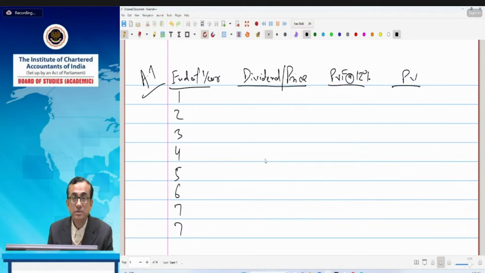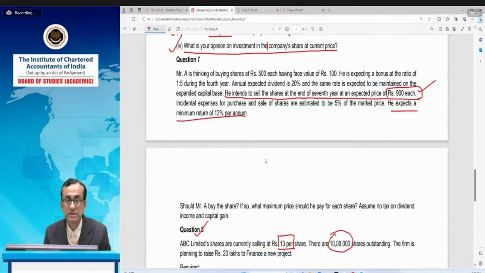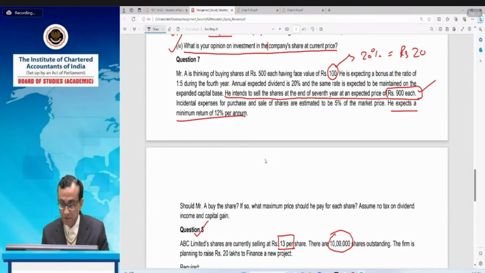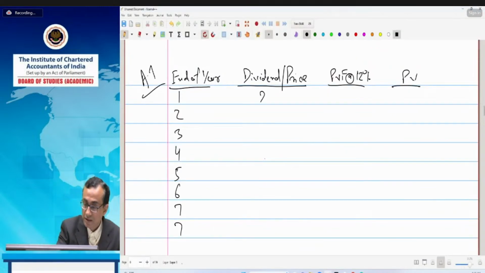So what is the dividend at the end of the first year? The dividend at the end of the first year, it is assumed that it will be 20% every year, fixed dividend. So dividend is calculated at face value, rupees 100. So this 20% of 100 will be dividend 20. So rupees 20 will be the dividend. So 20, for 3 years, it is 20.